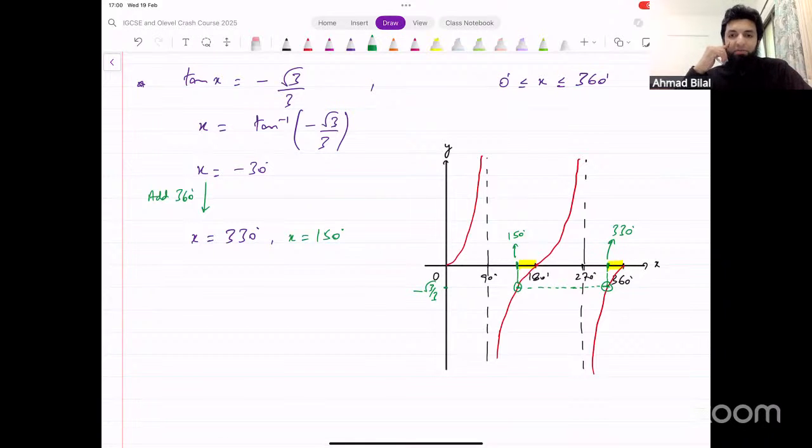Is that okay? Any problems with this? Any questions? Make sense to everyone?